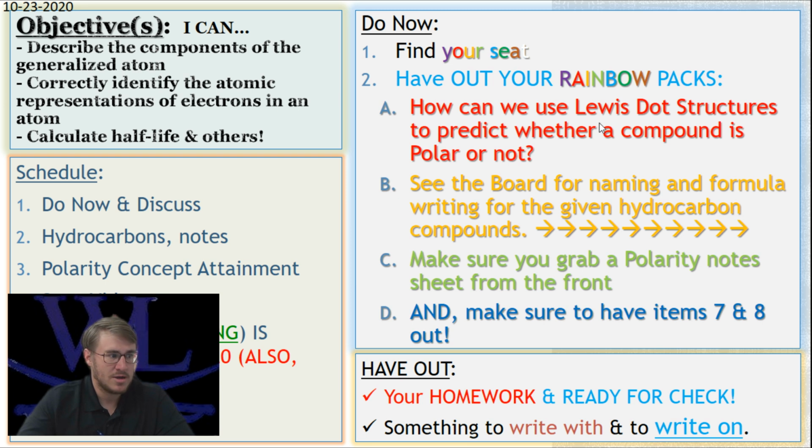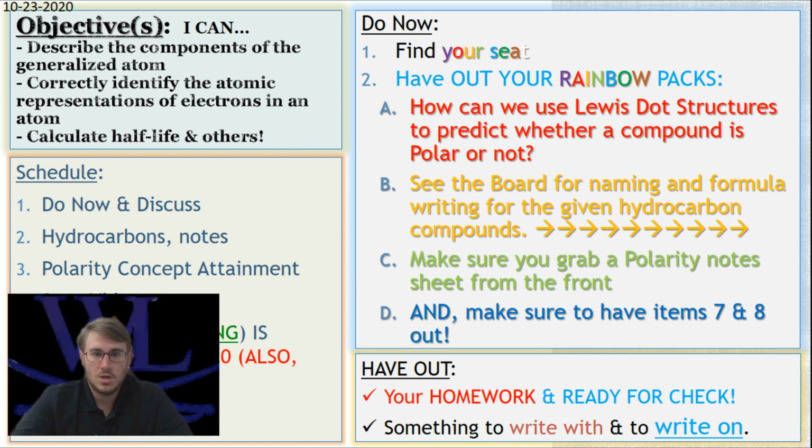So first thing: how can we use Lewis dot structures to predict whether a compound is polar or not? Well, that's just what we practiced. What we ended up doing is looking at Lewis dot structures, thinking about how they might be arranged in 3D geometry. Based on some of the slides, I talked about the lowercase delta symbol showing polarity, partial charge, partial difference in poles.